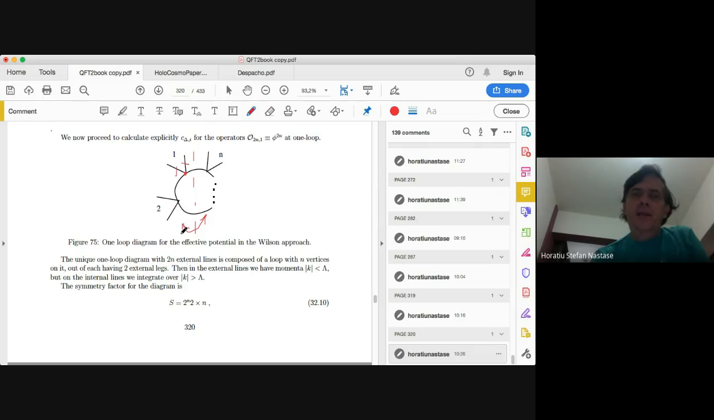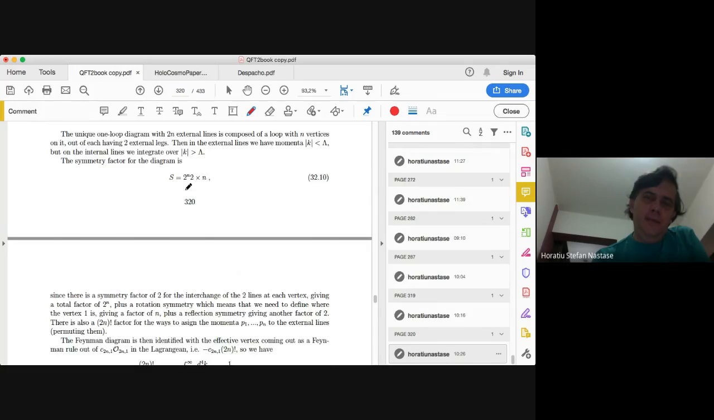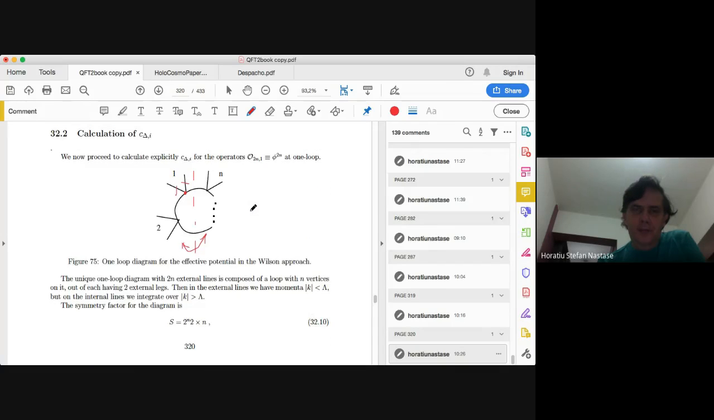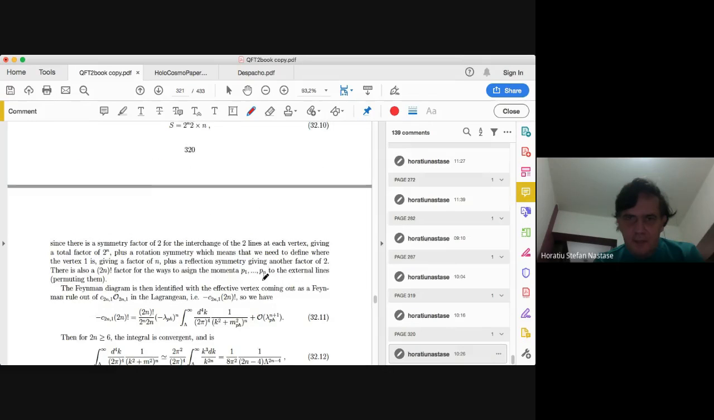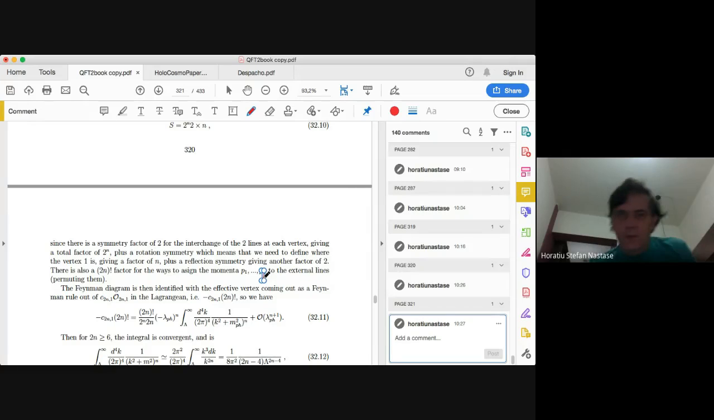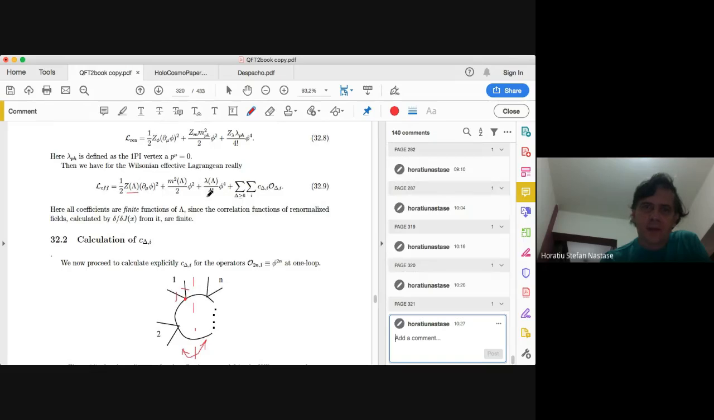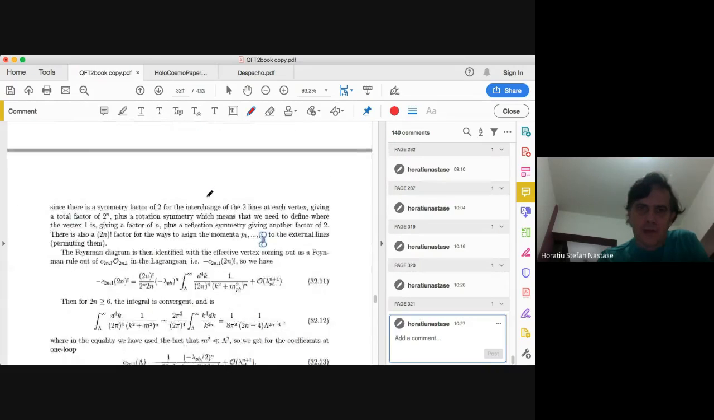Okay, and then of course there's the choice of momenta. How do I assign momenta to the external lines? How do I assign the momenta p1 up to, well, sorry, p2n. I said pn, it should be p2n. Sorry about that. So the momenta p1 up to p2n, how do I assign them to the external lines? By permuting them, I have a factor of 2n factorial. That's the usual thing. That's why I write in the action lambda over 4 factorial, to cancel most of this.